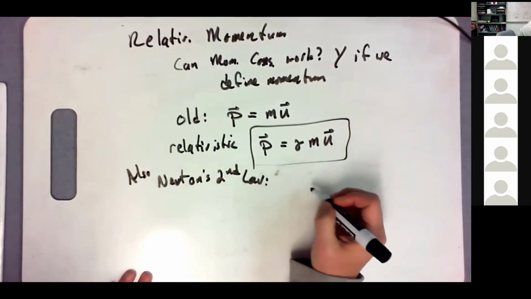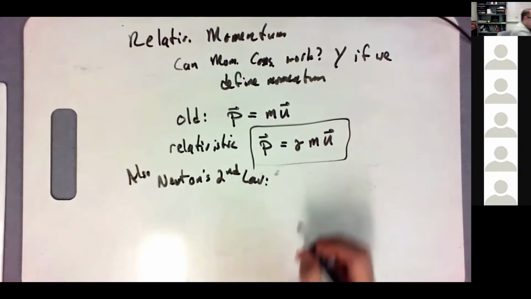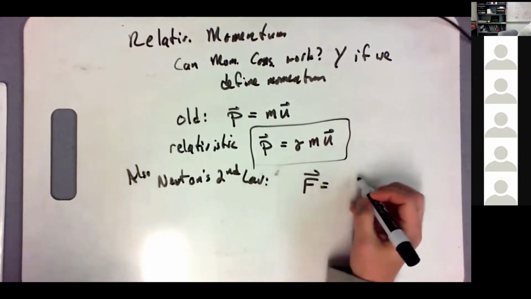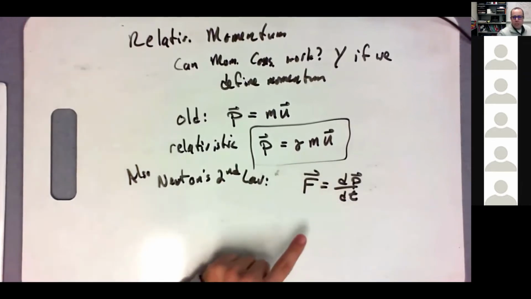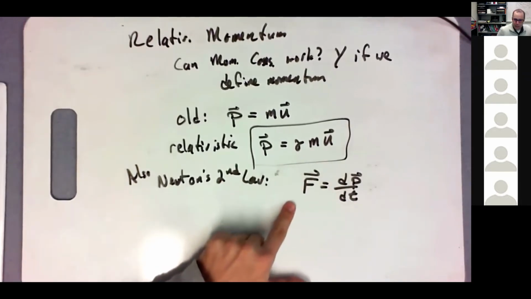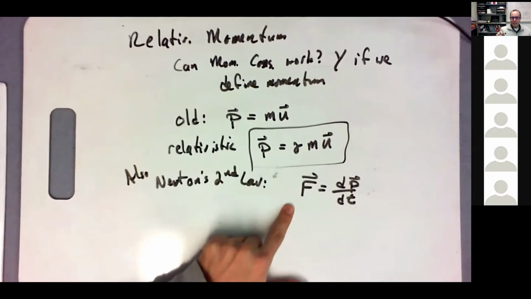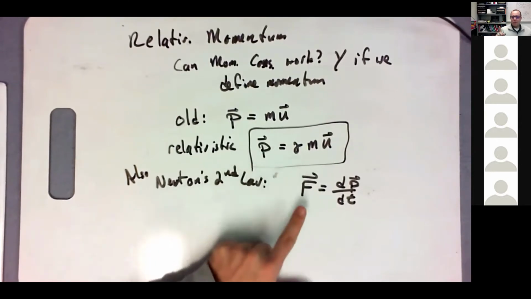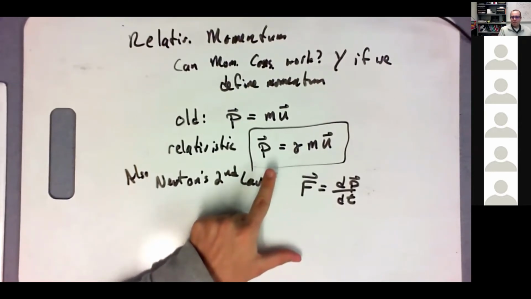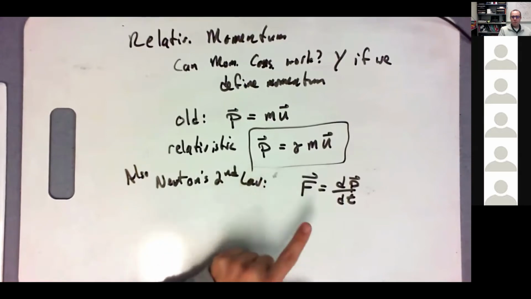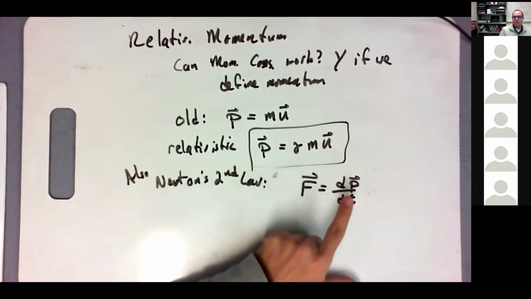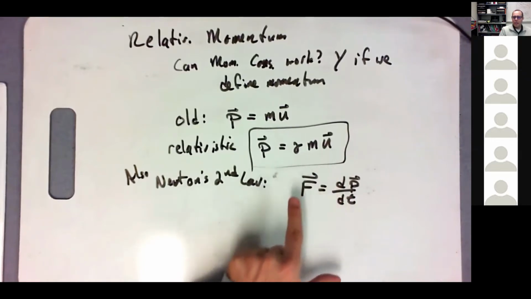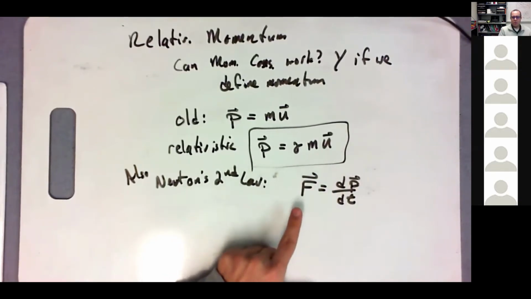Remember, this is F equals ma, but it's really defined F equals dp/dt. And if you take this definition from Analyte 1, this is valid with the new definition of momentum, right? So Newton's second law works if we take the new relativistic definition of momentum and take this particular formulation of Newton's second law. Okay.